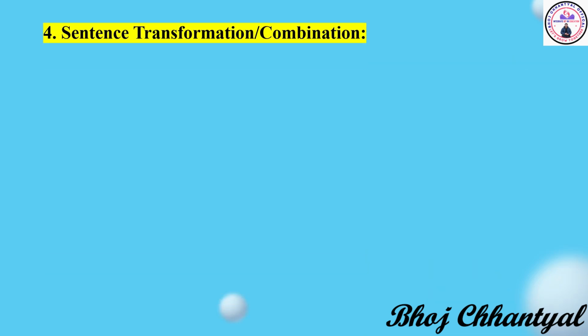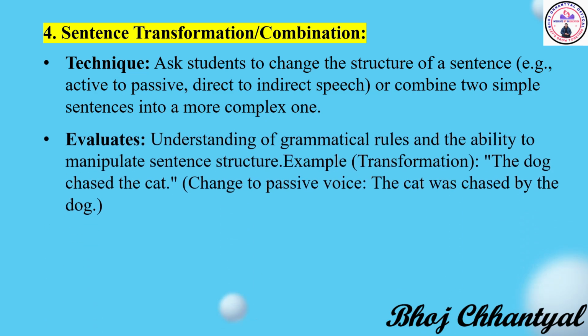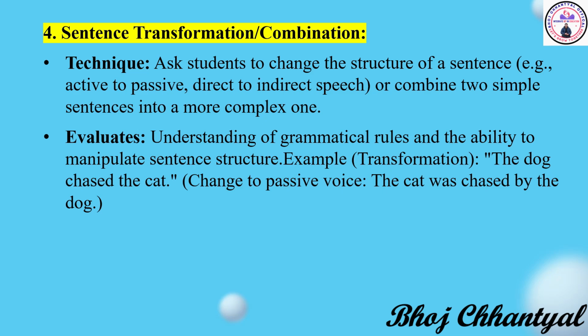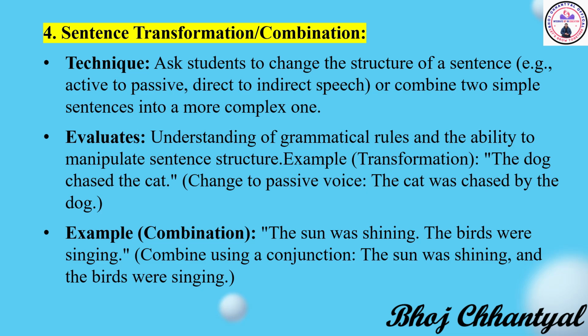4. Sentence transformation and combination. Technique. Ask students to change the structure of a sentence, for example, active to passive, direct to indirect speech, or combine two simple sentences into a more complex one. Evaluates understanding of grammatical rules and the ability to manipulate sentence structure. Example transformation: The dog chased the cat. Change to passive voice: The cat was chased by the dog. Example combination: The sun was shining. The birds were singing. Combine using a conjunction: The sun was shining and the birds were singing.